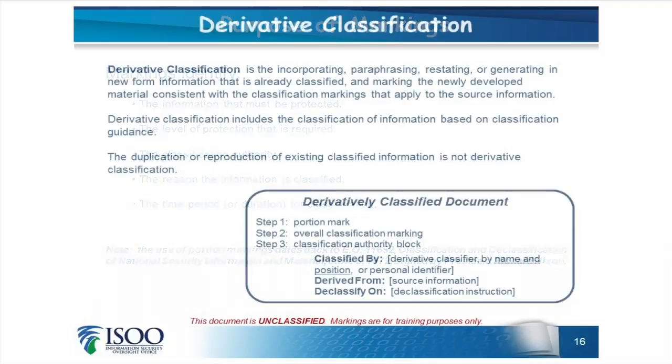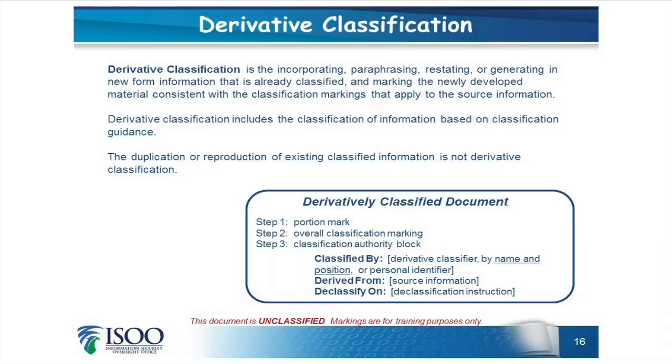1972 by President Nixon. Derivative classification is incorporating, paraphrasing, restating, or generating in new form information that has been previously classified. In other words, you are taking something from another document and using that same information in your new document. It is important to note that simply making a copy of a document is not derivative classification.